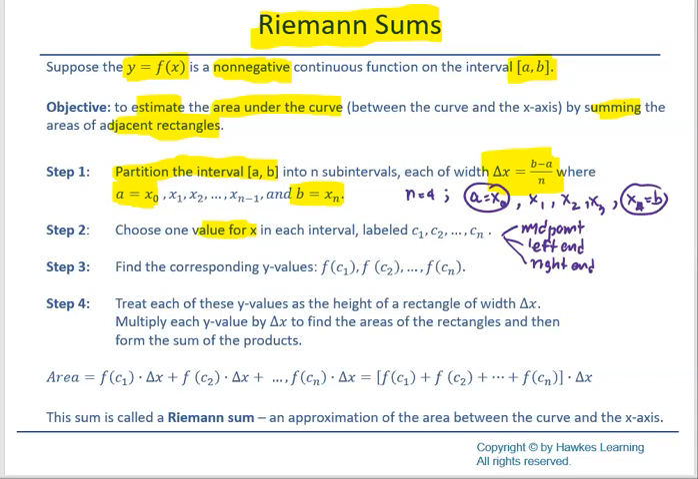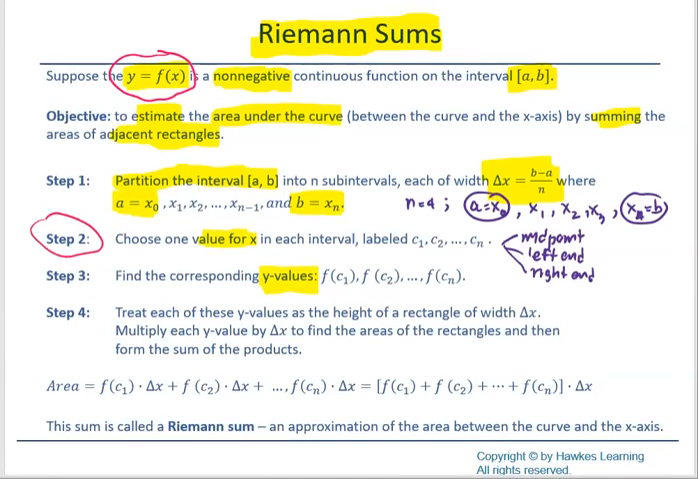And then the next step, you find the corresponding y value. How do you find the y value? It's from the function provided at the beginning. You know the function y equals f of x, and you know the points that you choose, either the left end, the right end, or the midpoint. I call them points of calculation. So you find the function value, and this value is the height of the rectangle.